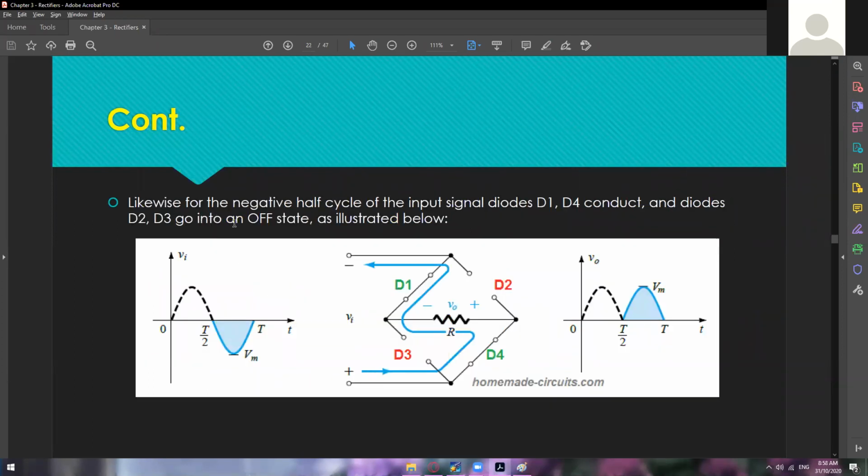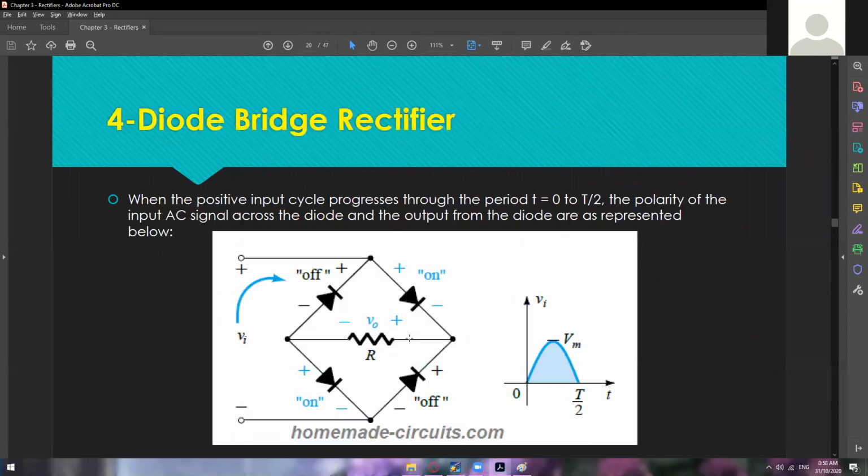Likewise, for the negative part, if we have negative here and positive here, it will pass through D1 and D4. Why? This one is negative to negative and positive to positive, so it becomes forward biased. The other one is negative to positive, so it becomes reverse biased. From here it will pass through here, and it will not pass through this diode since this one is positive. Negative to positive is a reverse bias, so this becomes an open circuit.